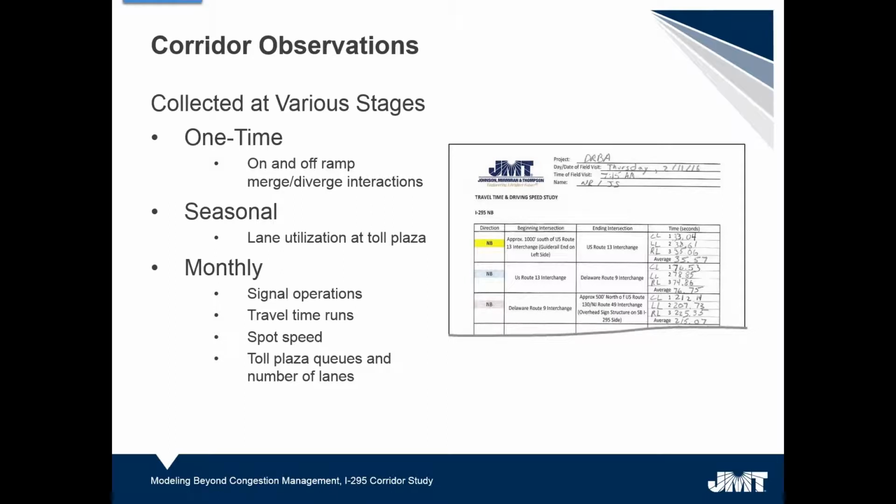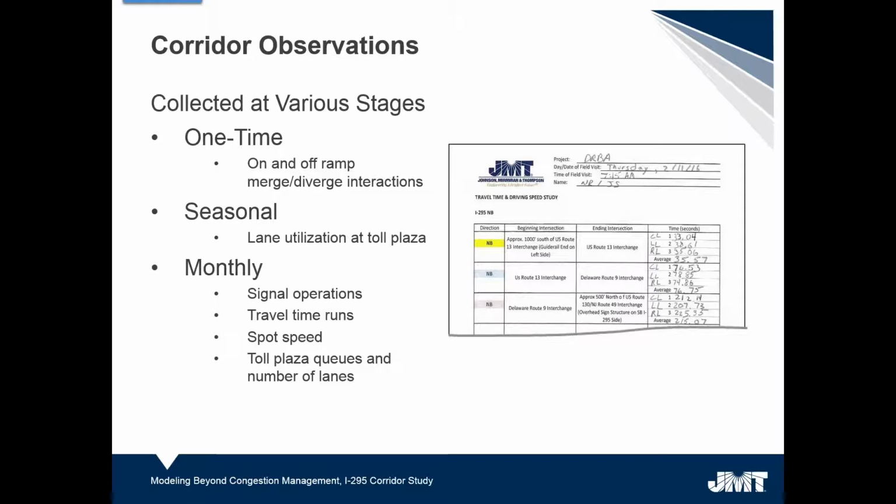In addition to volume data, we also had to do observations along the corridor so that our models would replicate what we saw in the field. So we collected one time on and off ramp merge and diverge interactions at the interchanges. And then seasonally, we observed the toll plaza to see how many vehicles were using the E-ZPass only lanes, and how many vehicles were using the cash lanes. Also, we noted of those vehicles, how many were trucks and how many were passenger cars.